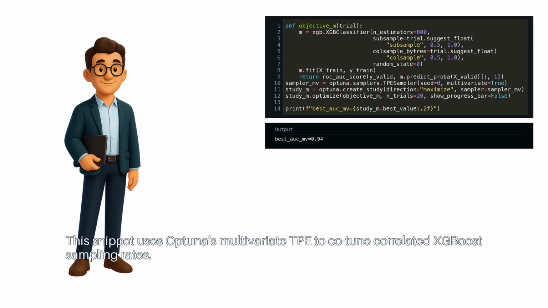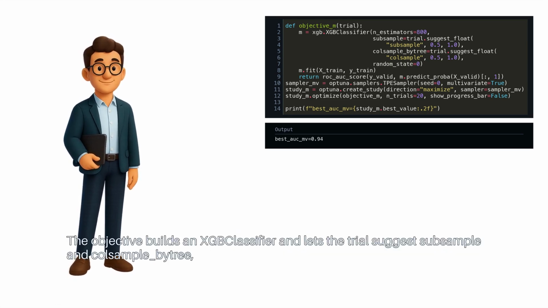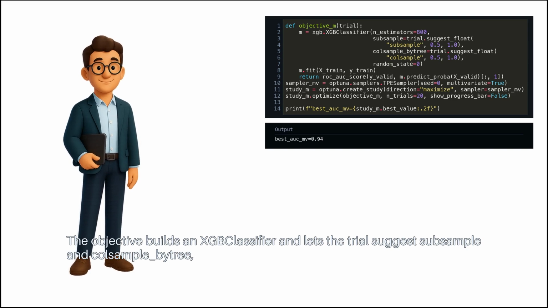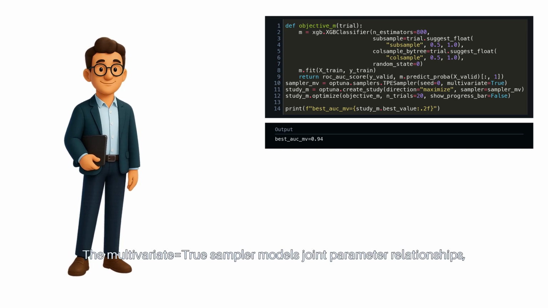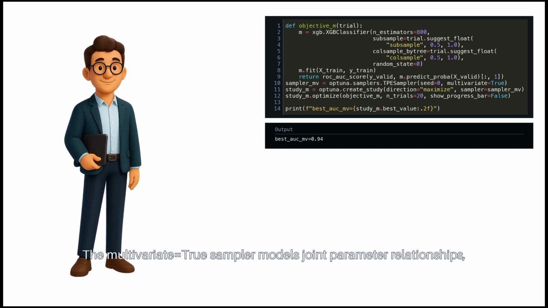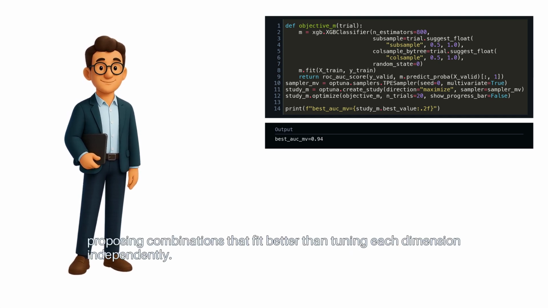This snippet uses Optuna's multivariate TPE to co-tune correlated XGBoost sampling rates. The objective builds an XGBClassifier and lets the trial suggest subsample and colsample_bytree, which often interact to control tree diversity and variance. The multivariate=True sampler models joint parameter relationships, proposing combinations that fit better than tuning each dimension independently.